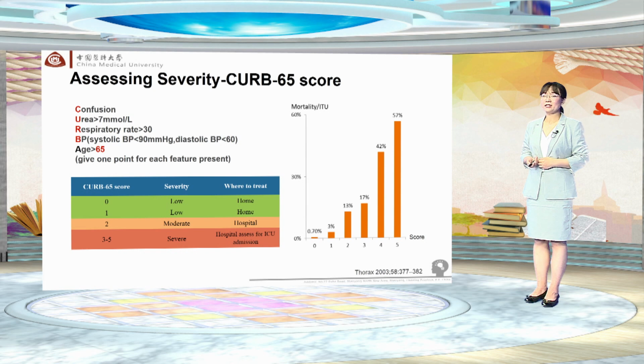As the score increases, the mortality increases. If a patient gets 5 points, the mortality is up to 57%.